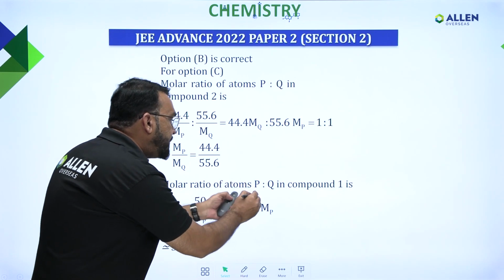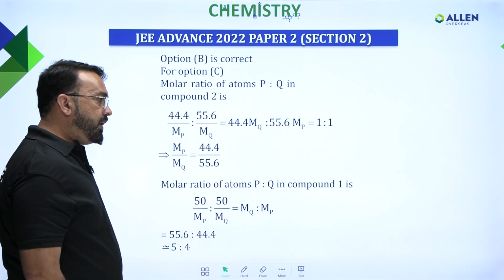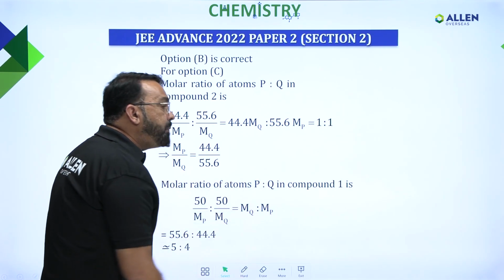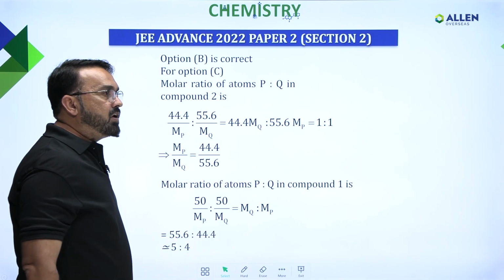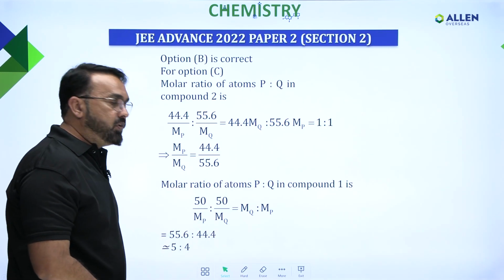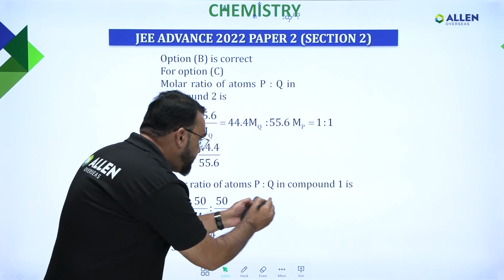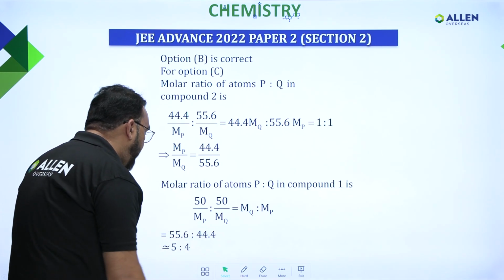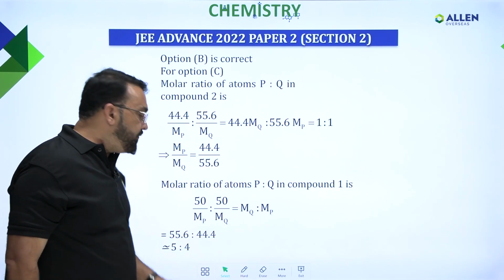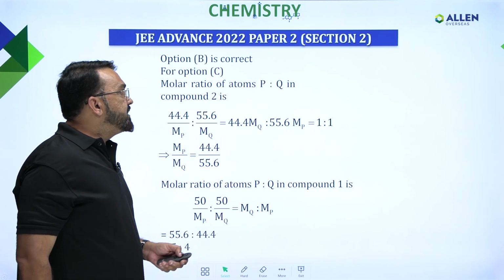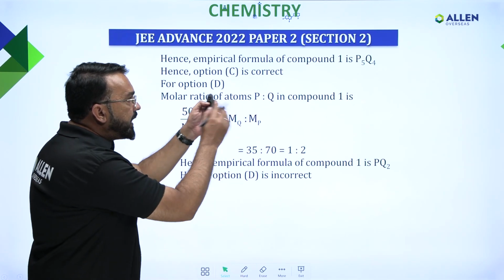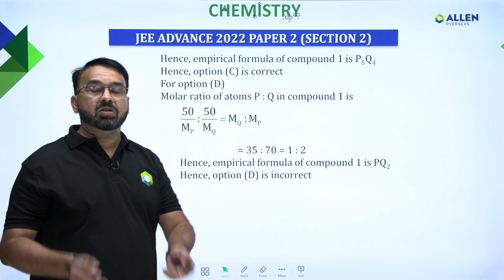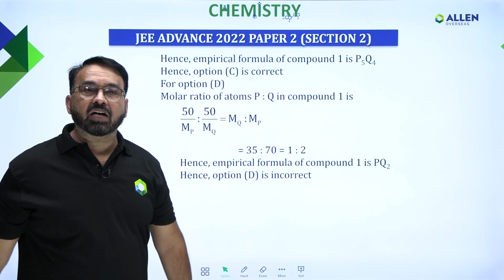Hence, the molar ratio of atoms P is to Q in the compound 1, that will be the percentage composition divided by molar mass. 50 upon MP is to 50 upon MQ, which is equal to MQ is to MP. Therefore, you can say that 55.6 is to 44.4. The ratio on simplification will be 5:4. Right, students? And therefore, we see that the empirical formula of the compound will correspond to P3Q4, which is also a correct option. So B and C are correct options which we have proved.